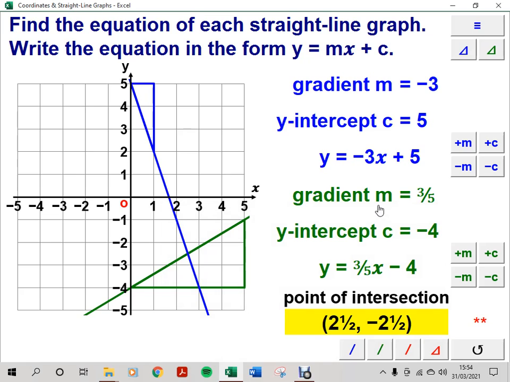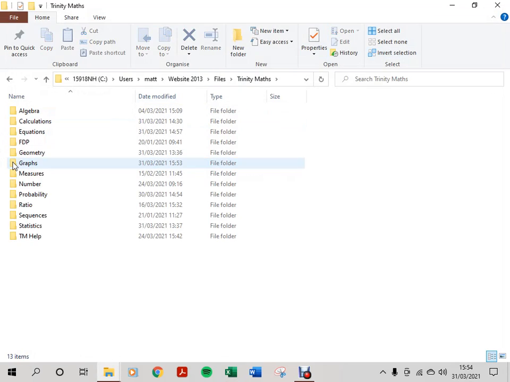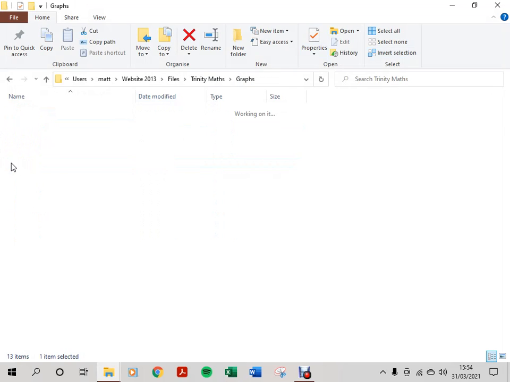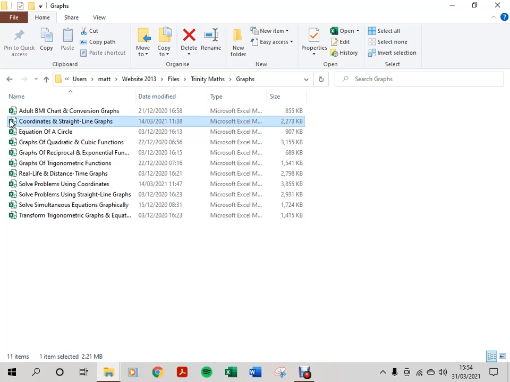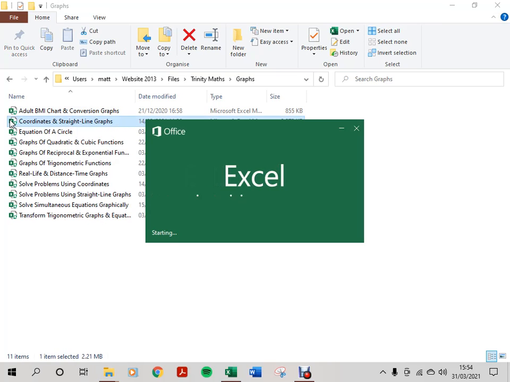Trinity Maths, Coordinates and Straight Line Graphs. This is our destination. How do we get there? Close the Excel file. From Trinity Maths, select Graphs, Open, Coordinates and Straight Line Graphs.